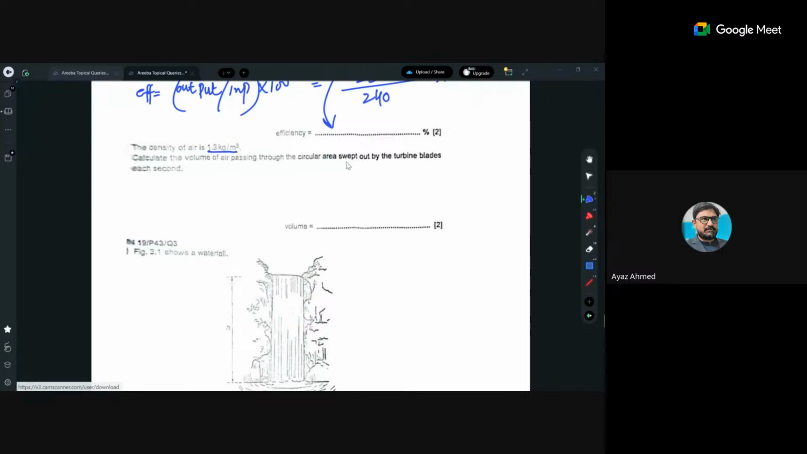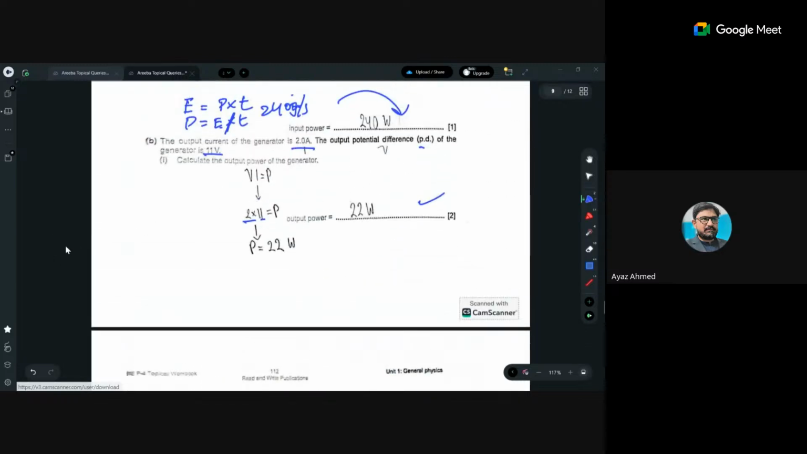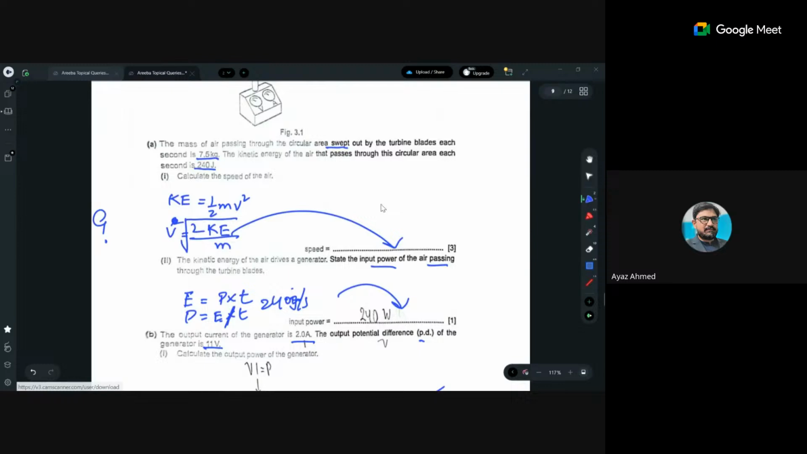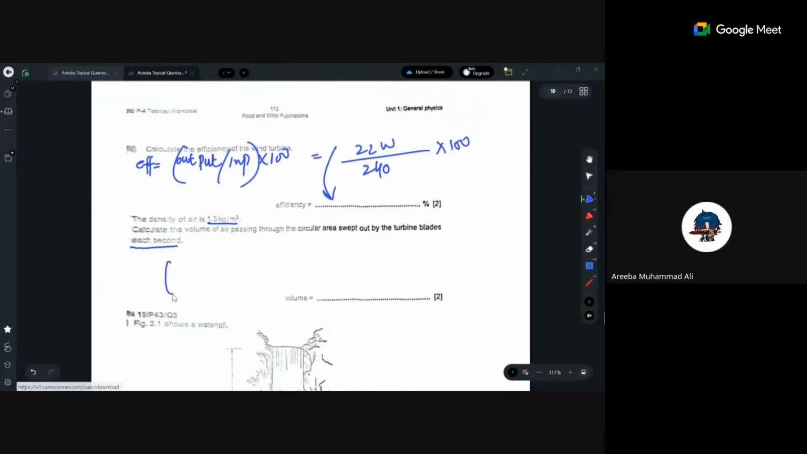Then the density is given to you, and the speed of the turbine is given. Calculate the volume of the air passing through the circular area swept out by the turbine blades in each second. The speed you calculated above is needed here. Okay, I will give you an idea; you can solve it by yourself in the time.